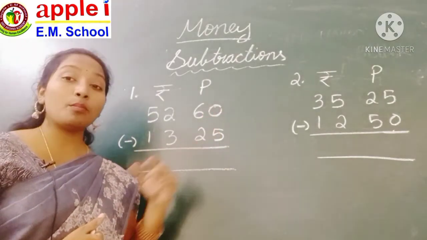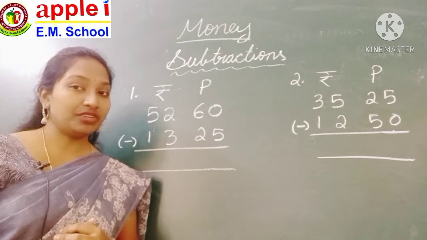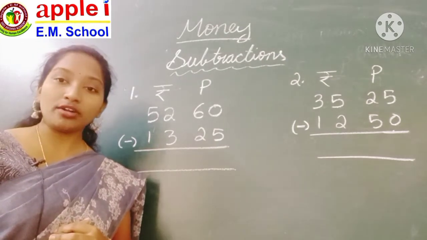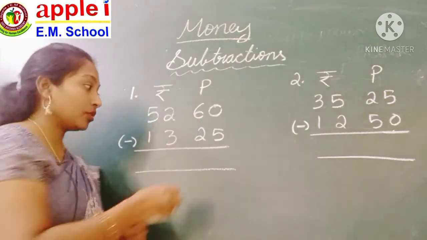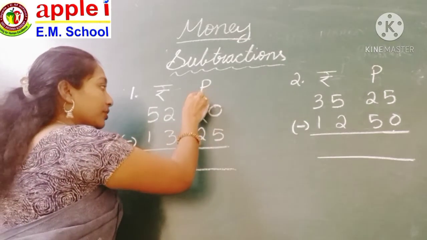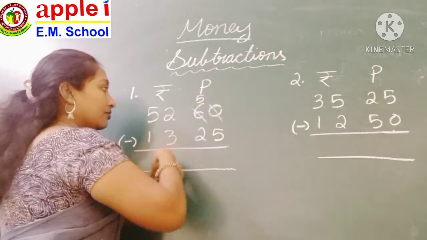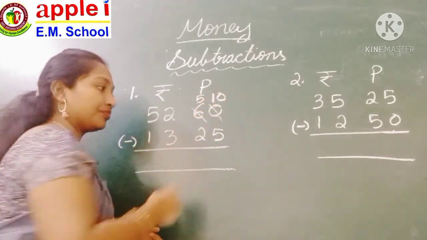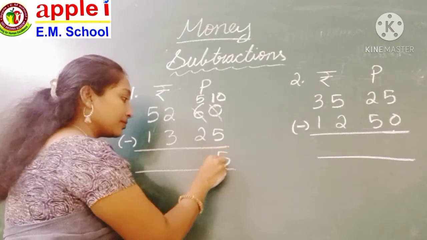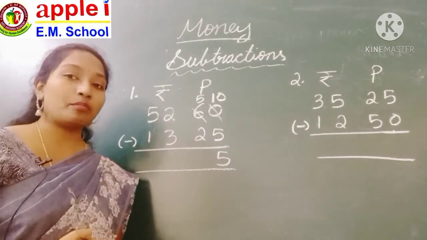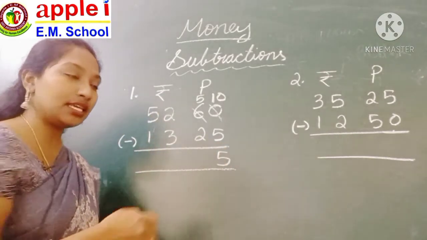See, 0 minus 5 we can't do. So, what do we have to do? We have to borrow from here. So, here will be 5 and here will be 10. 10 minus 5 is 5 and 5 minus 2 is 3.